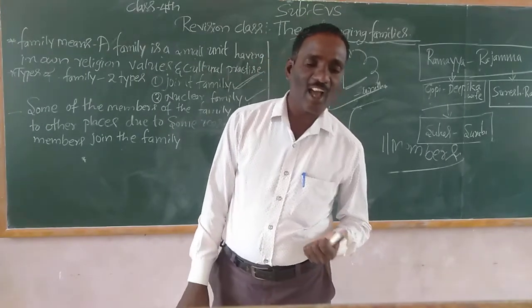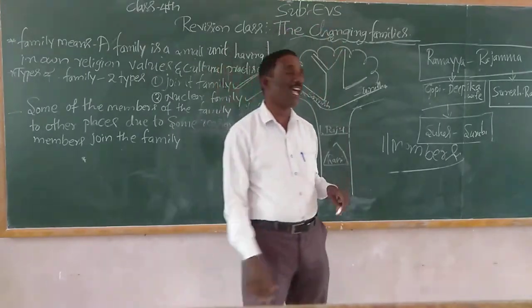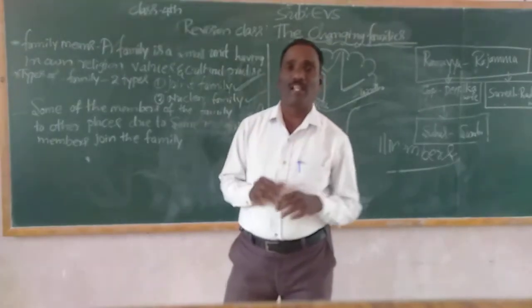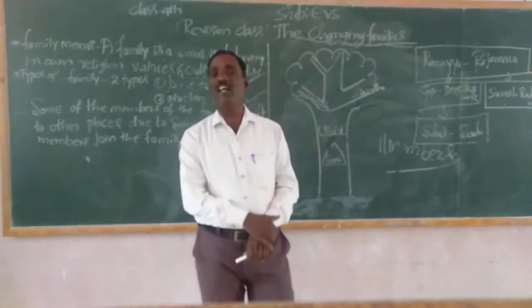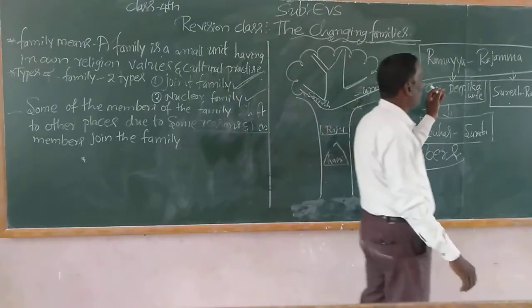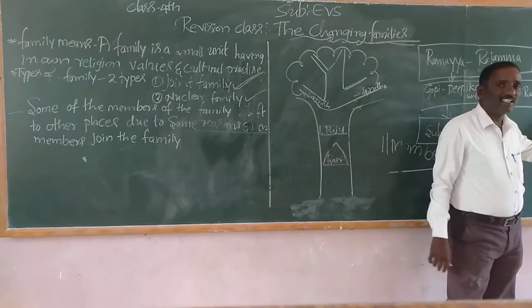Why does Sheila come to this family? Sheila is the new member of Ramayya and Rajamma's family. Why does Sheila come to this family? Sheila married Ramayya's son, Ramesha.